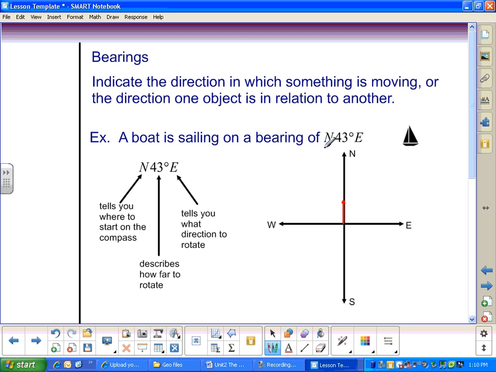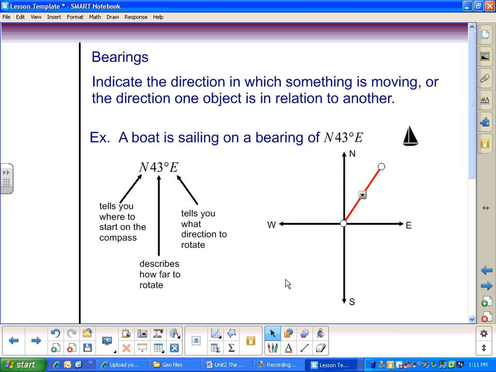So let's say we have a boat that sails on a bearing of north 43 degrees east. Let's break down what north 43 degrees east means. The first direction tells you where you start on your compass, so you're going to start facing north. The degree tells you how far you're going to rotate, and the last letter indicates which direction you rotate. So we're going to face north and then rotate 43 degrees towards east, which in this case is a clockwise rotation.